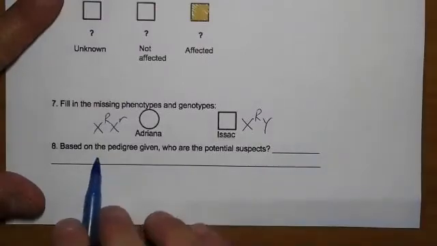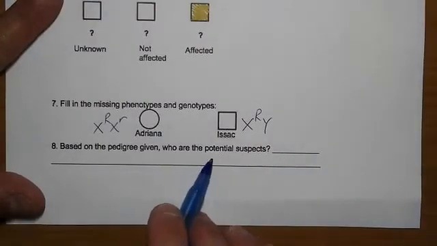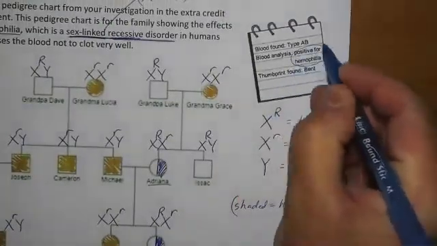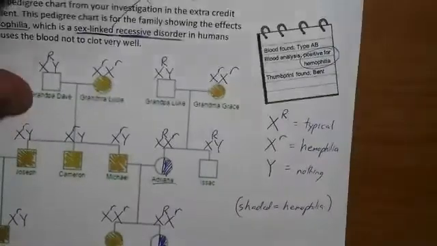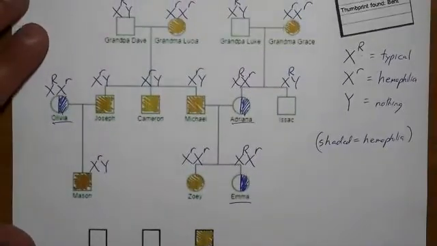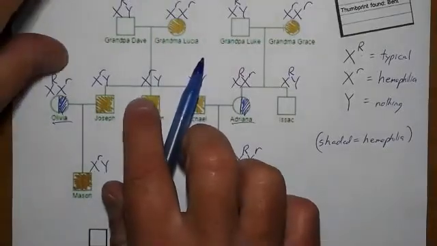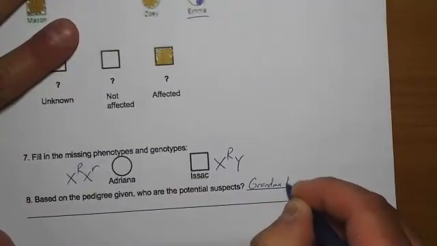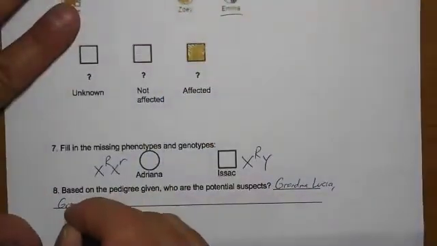And then number 8, based on the pedigree given, who are the potential suspects? Okay, so I go back up to my suspects. For hemophilia, the person had to have hemophilia. So in this one, it's real easy. All the shaded people are the suspects. So who could it be? Could be Grandma Lucia. Oh no, not Grandma Lucia. Could have been Grandma Grace. Oh, look at the grandmas committing crimes.